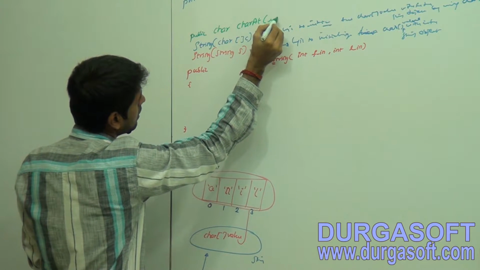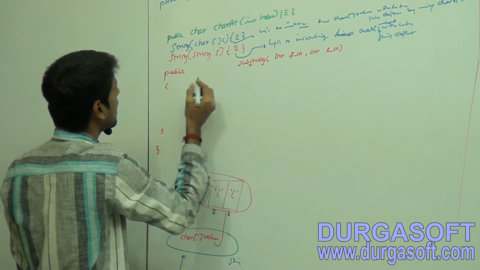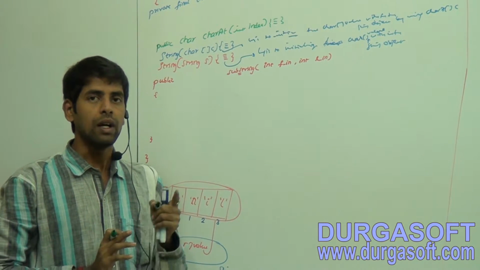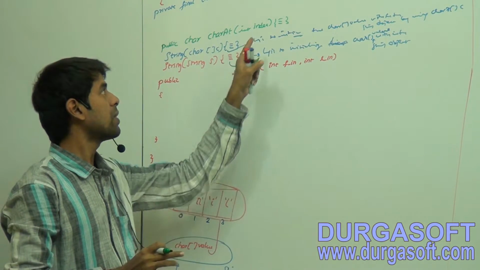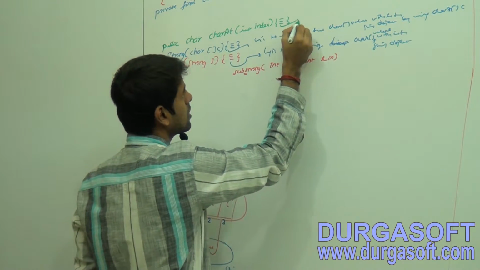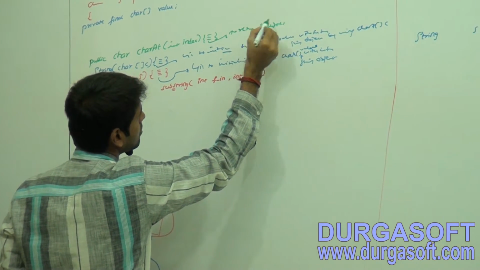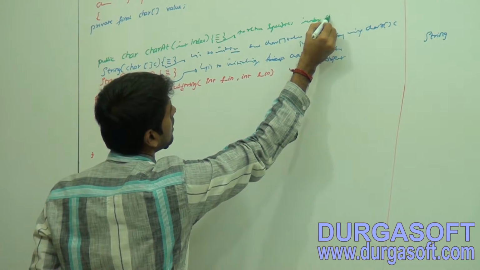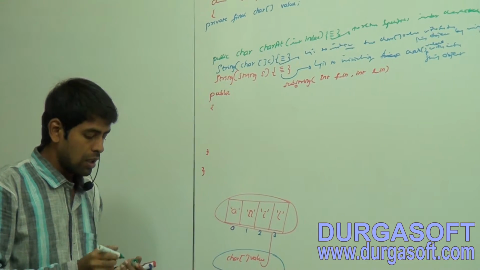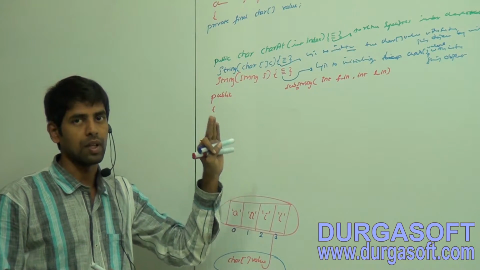charAt method, int index. Now observe here, this method has some logic. What is that logic? To return a specified index character literal. What is that logic, guys? To return, getting the specified index character. Okay, this is our charAt method.